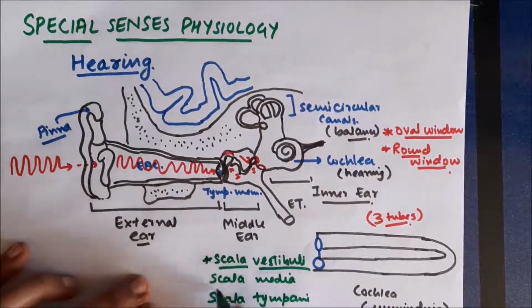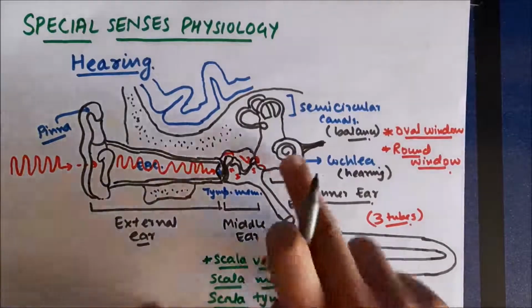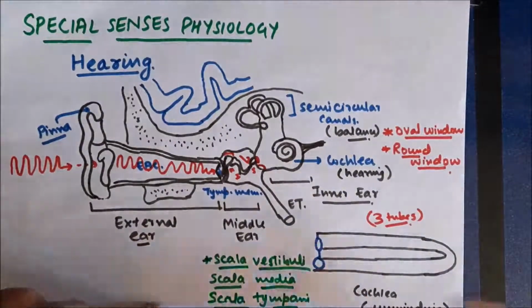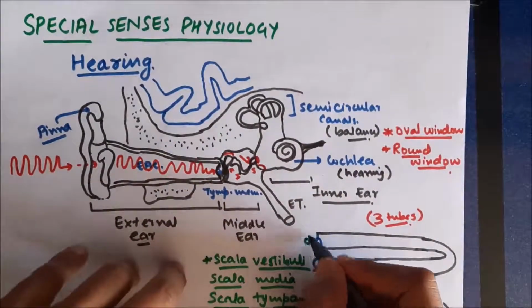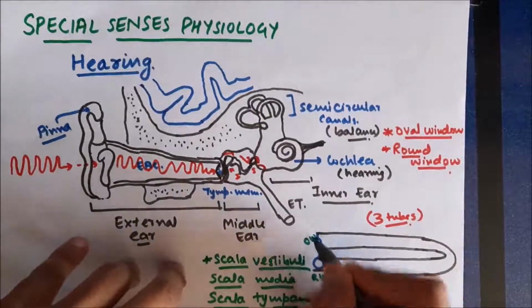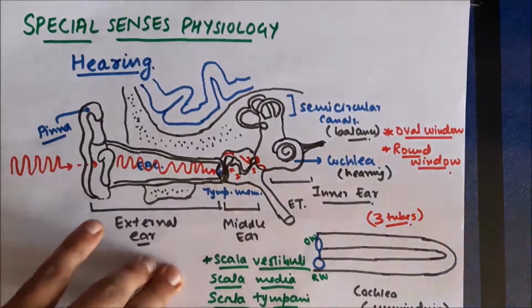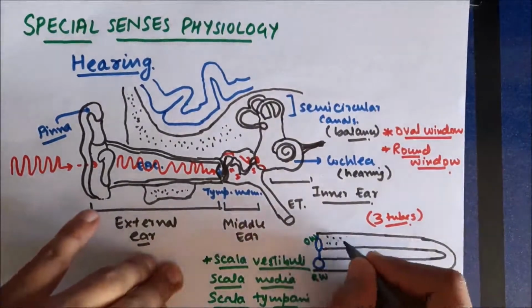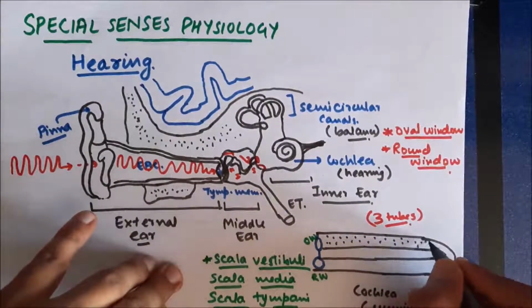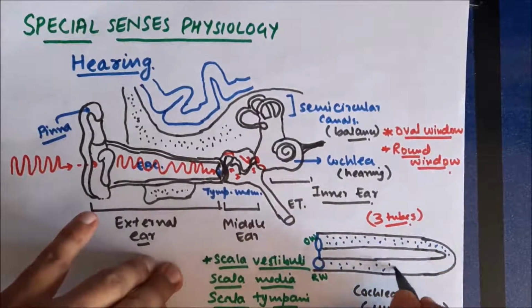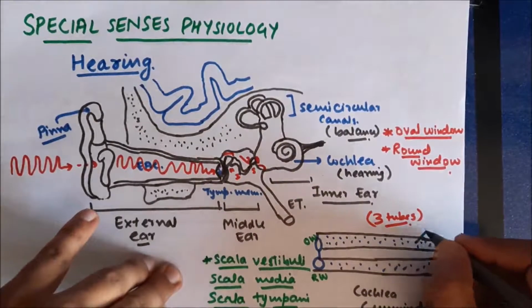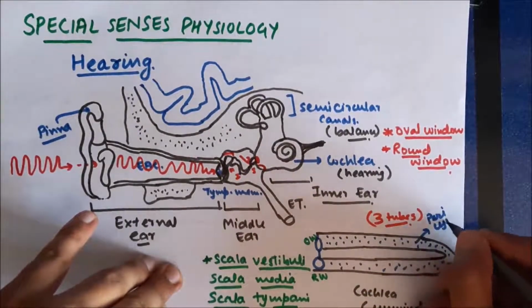Now these three tubes are filled with fluid. The upper tube, the scala vestibuli, is filled with fluid. The oval window and round window lead into the scala vestibuli and scala tympani. The scala vestibuli is filled with a fluid called perilymph, and so is the scala tympani. Both of these are filled with perilymph.